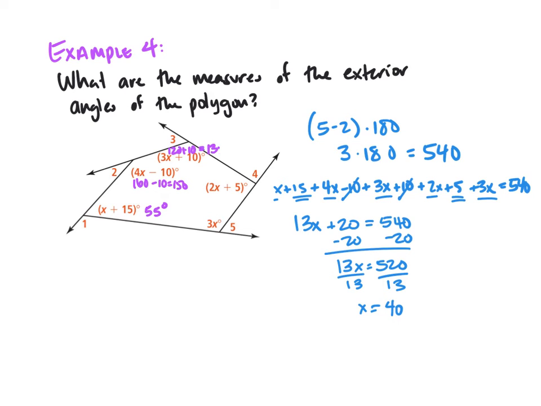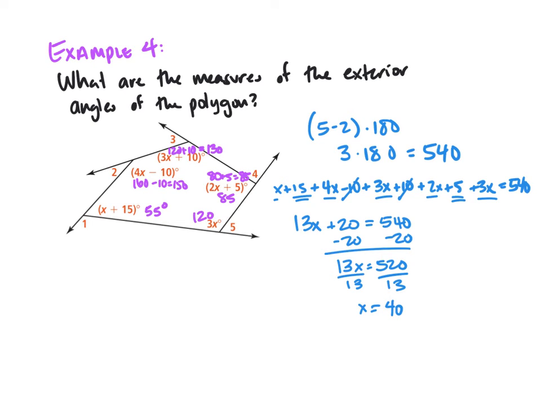So that's going to be 130. The one next to angle 4 is going to be 80 plus 5. So that's 85. There, let's write that again down here a little bit neater, 85. And then the one next to angle 5 here is going to be just 120, 3 times 40.